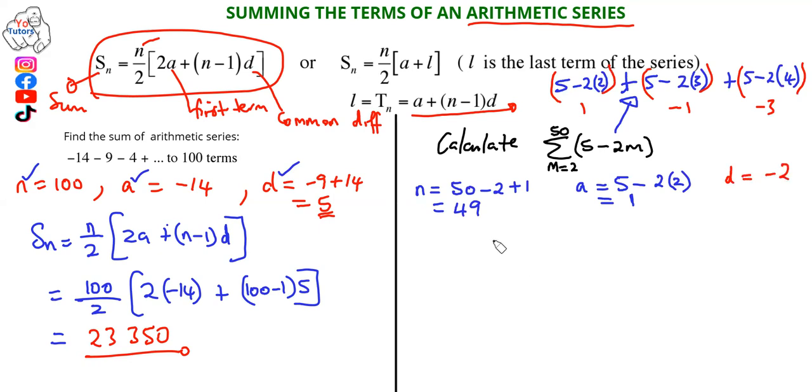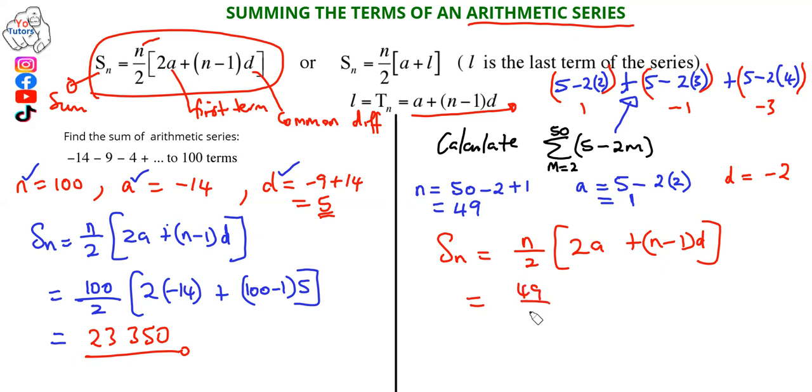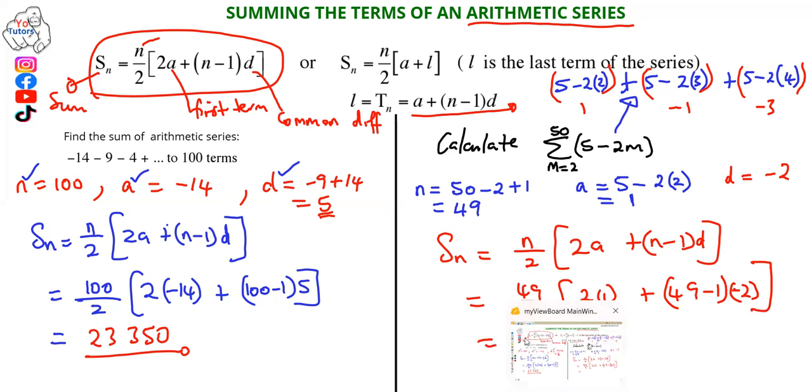So we have our a, we have our n, we have our d. Now we can use our formula. Sn is equal to n over 2 in bracket 2a plus n minus 1 d. What do we need to substitute? Our n is 49 over 2. Inside, we're going to say 2 times 1, which is going to give us 2, plus 49 minus 1 times negative 2. So here, this is what we have. Let's see what we'll get there.